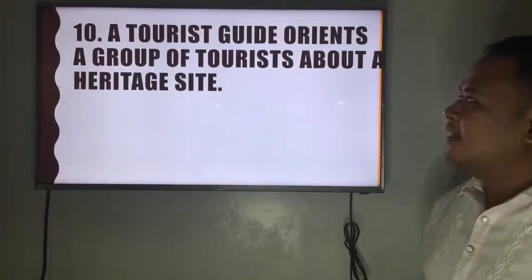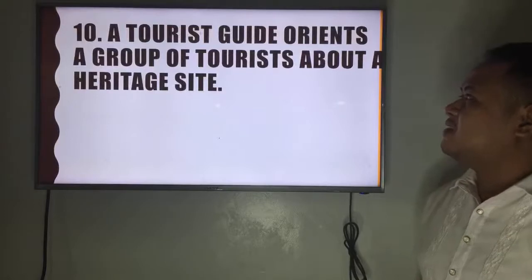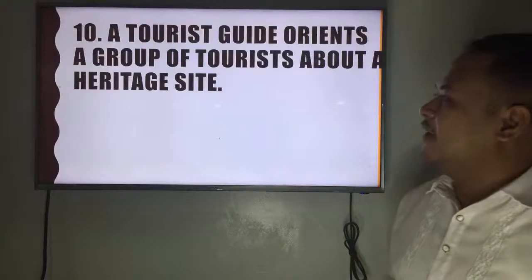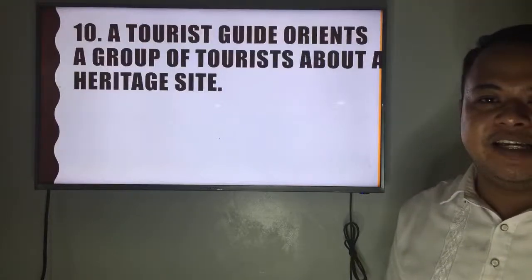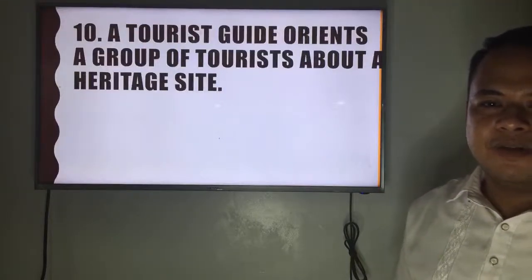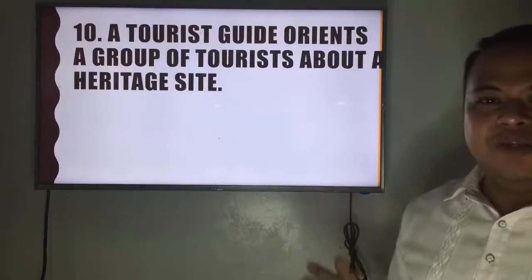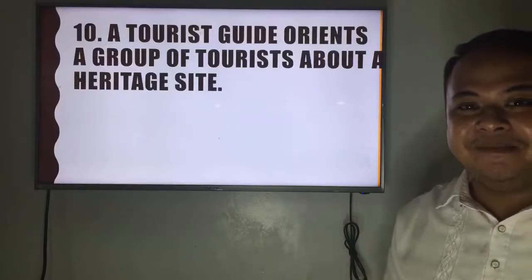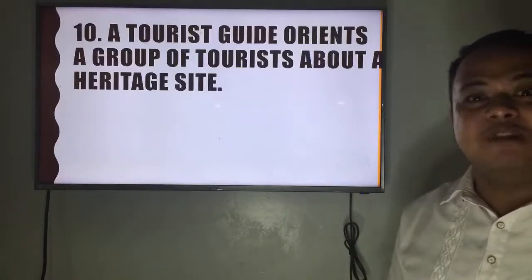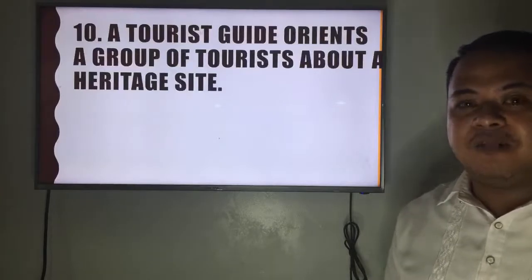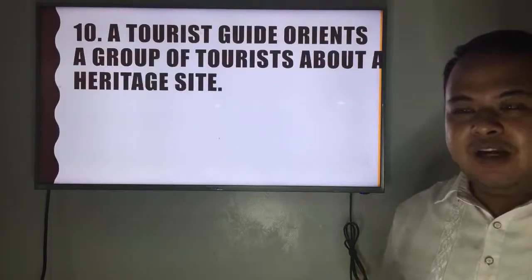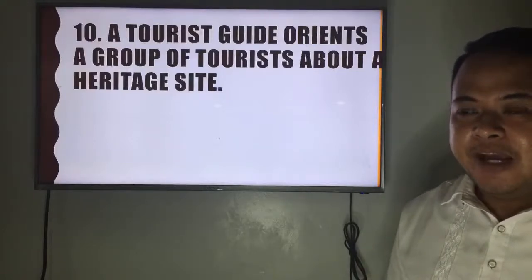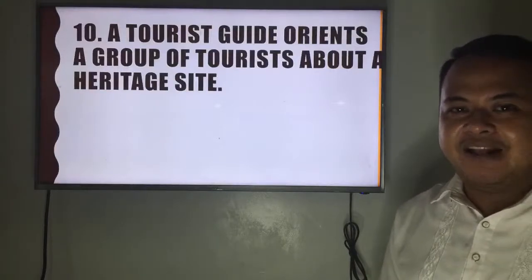Number 10. A tourist guide orients a group of tourists about a heritage site. When we do orientation, isn't it that we present things to be done and not to be done? I think this one could be information dissemination. It could also be a form of control. Well, to present the rules and regulations in that particular heritage site. And of course, it could also be a form of social interaction.